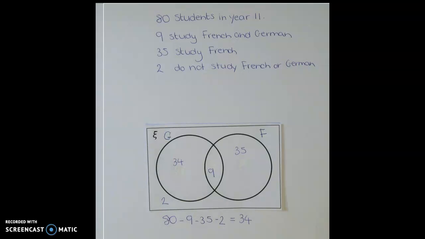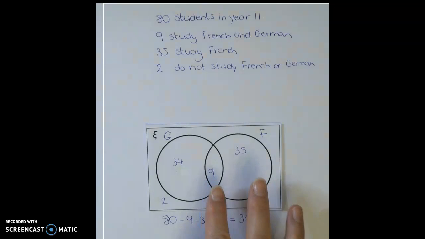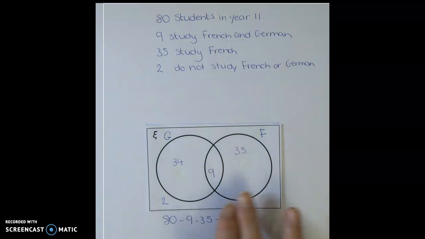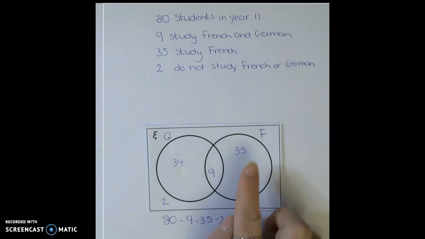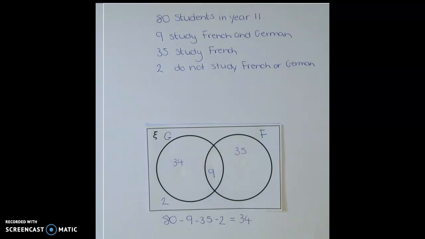study German. Now you may think, well, actually, if I add it all up, it comes to more than 80. But don't forget, we only count the 9 once because the 9 appears in both sets, so we don't count the 9 twice. So it's just 34, add 9, add 35, add 2 will give us the 80, because even though these 9 students appear in the German set and they appear in the French set, you only count them once.